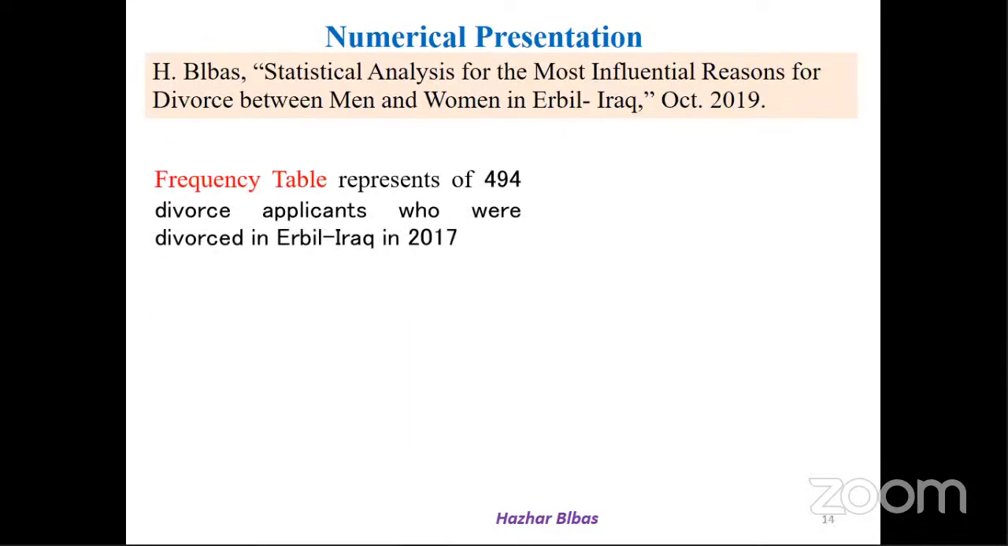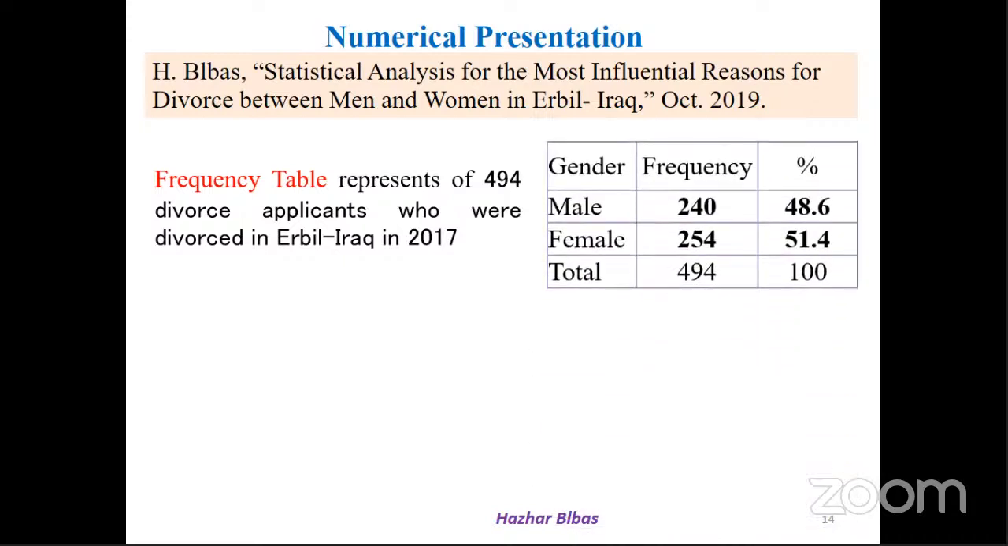From here, for example, I have 494 people who got divorced in this research in 2017. If I just create the frequency table, it's going to easily give me that the percentage of females who got divorced is higher than the percentage of males who got divorced. It's really simple but important.